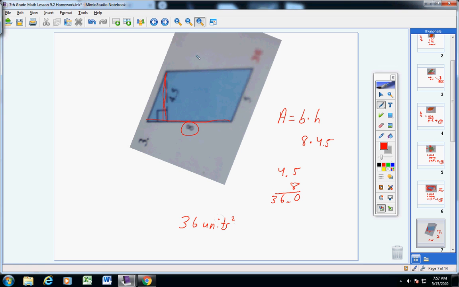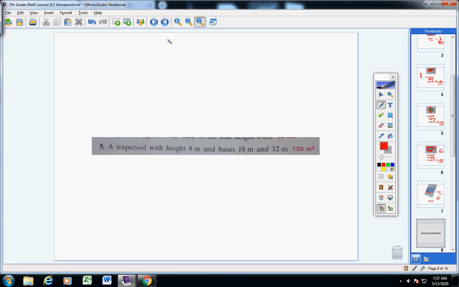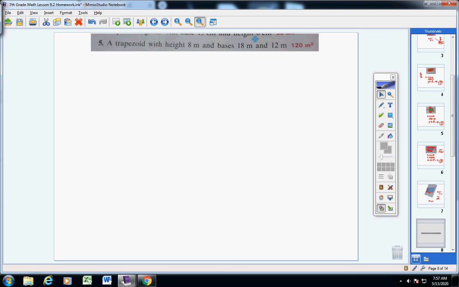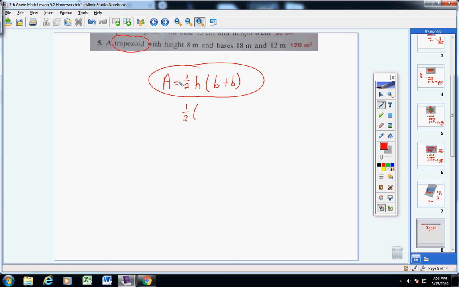All right. Okay, moving on to number 5. Now, a trapezoid has a height of 8 and bases of 18 and 12. So this one's pretty easy. They actually just give you the information that you need. So you don't have to worry about finding it. They tell you the height. First of all, it's a trapezoid. So we use this formula here.